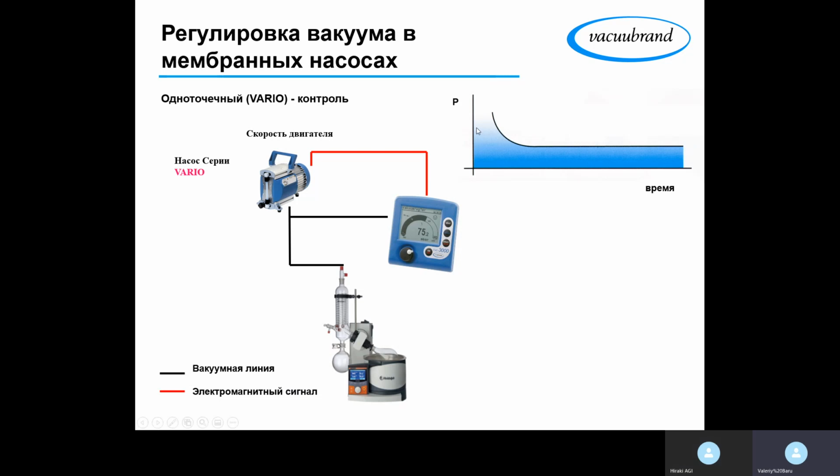And by this kind of regulation, we have two important advantages. First of all, we have a straight vacuum level.